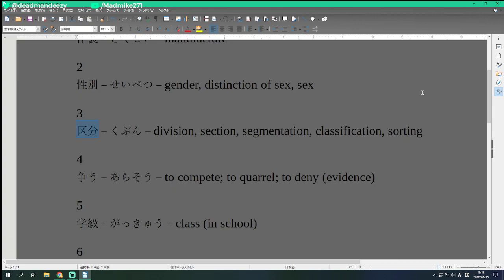Kubun is a division of parts into sectors, a segmentation of it, a classification or a sorting. Kubun is classification, sorting, or segmentation.